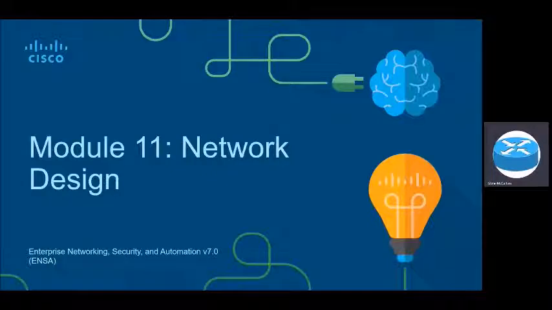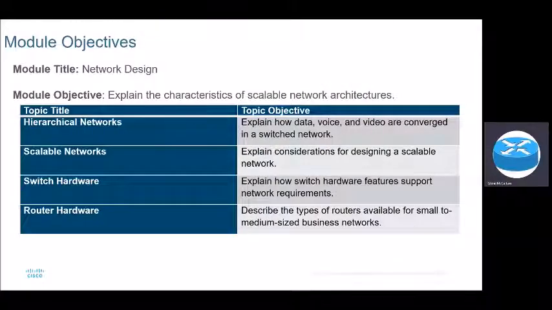Okay, we're up to module 11 of ENSA, which of course is network design. So we're going to explain the characteristics of scalable network architectures, and so we're going to look at hierarchical networks and how data, voice and video can converge on one of those networks. We'll look at scalable networks, so in other words, one that can grow and not fail. Switch hardware, so we'll look at what switch hardware is available to support whatever requirements you might have, as well as router hardware, so again to support whatever network requirements you might have.